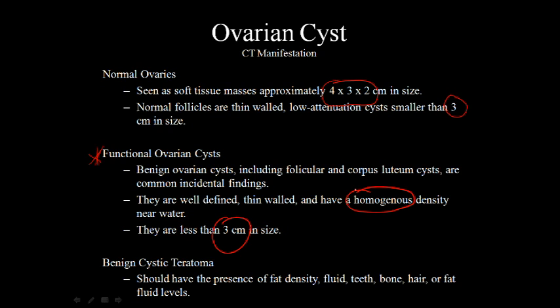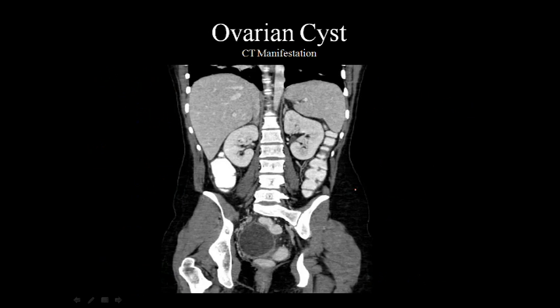and going to be equal in density, or homogeneous. Benign cystic teratoma should have the presence of fat, density, fluid, teeth, bone, hair, or fat-fluid levels. So these are going to be very interesting cysts. Notice that they have the presence of things like aiding in human development. So all of this would be totally normal.